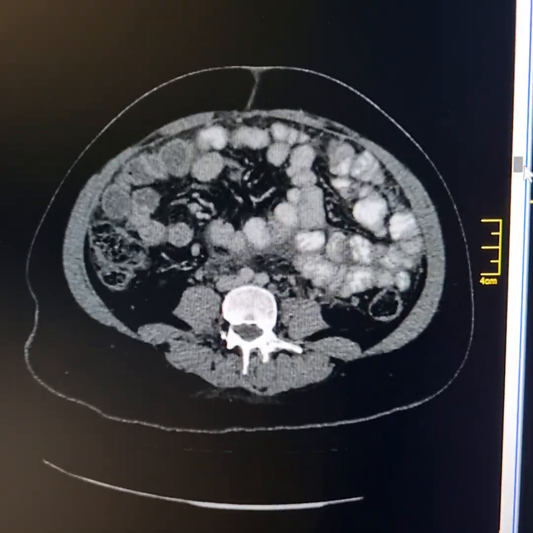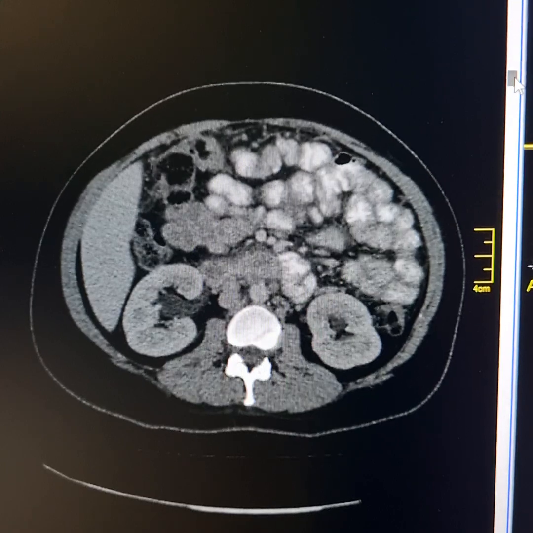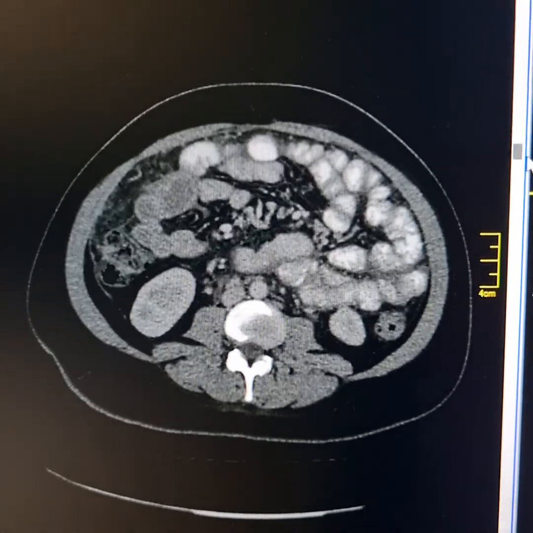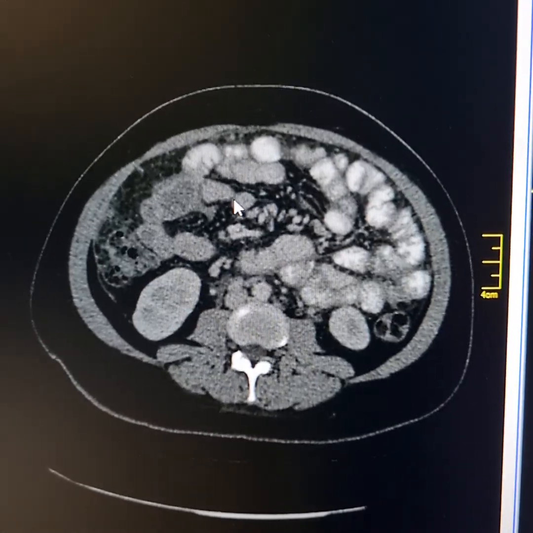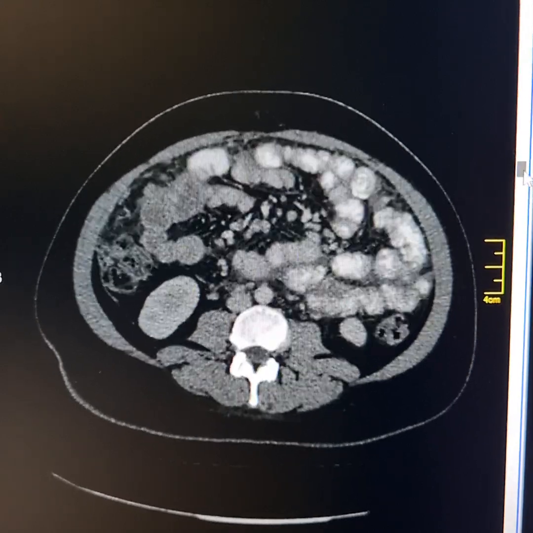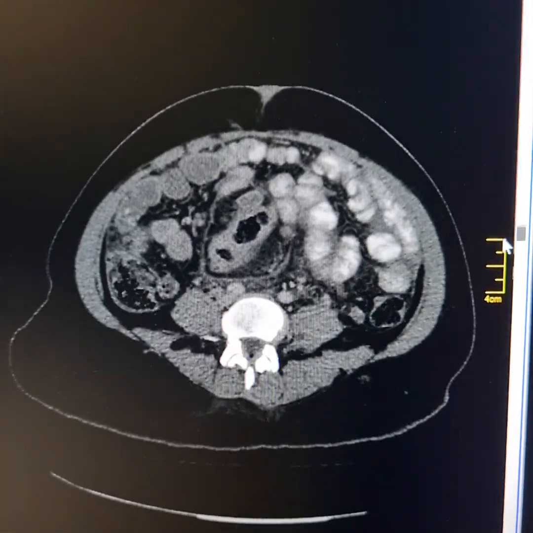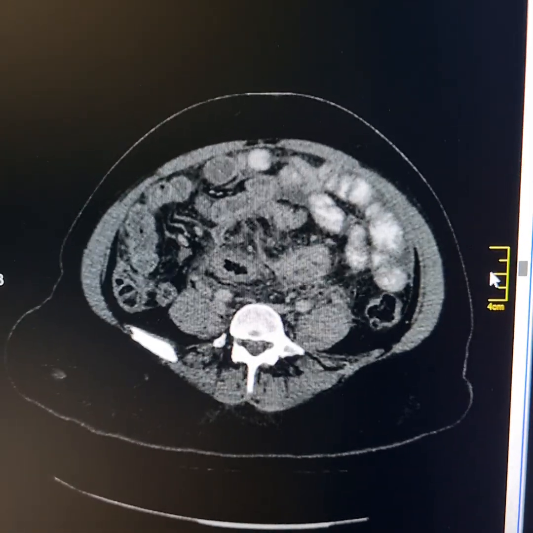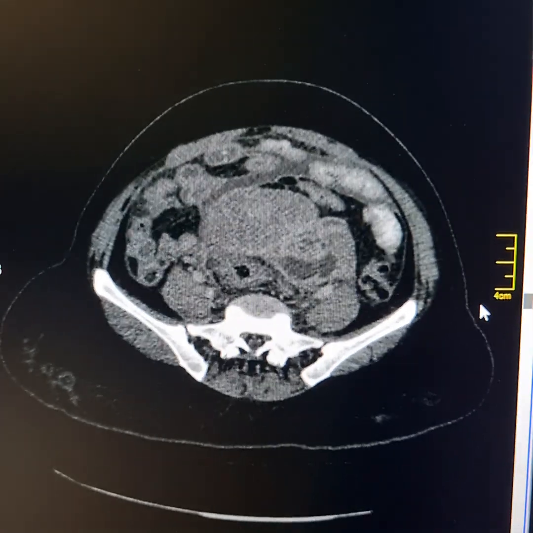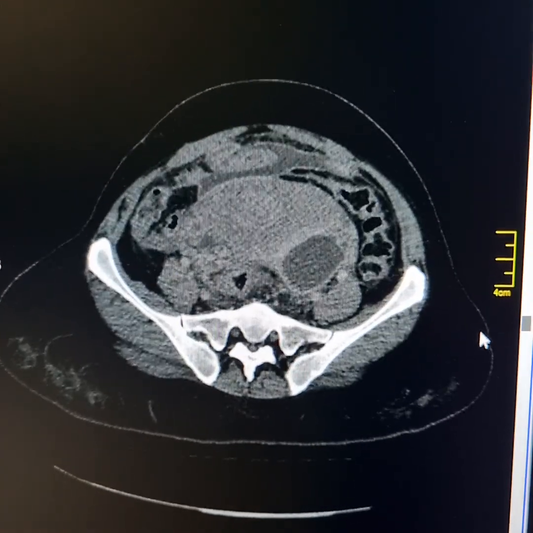Lot of inflammation in the mesentery. Sub-centimeter sized lymph nodes in mesentery, like this one here. No signs of intestinal obstruction. Uterus is enlarged.